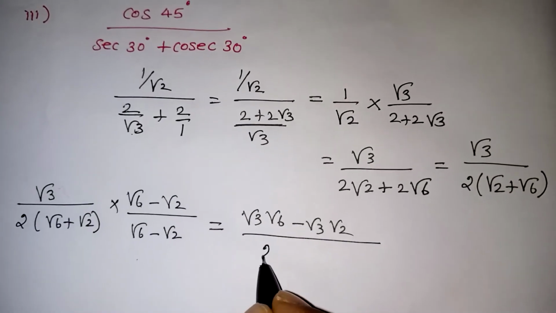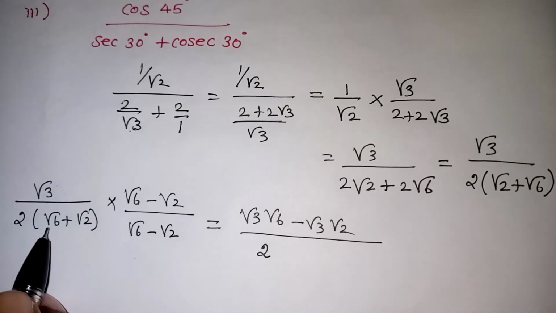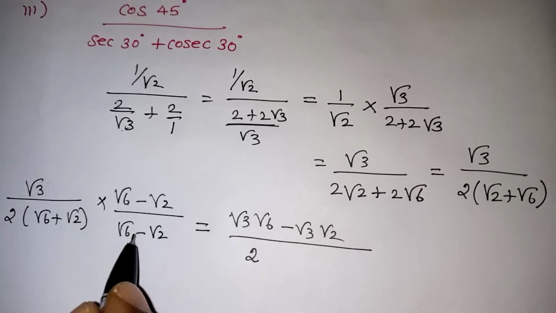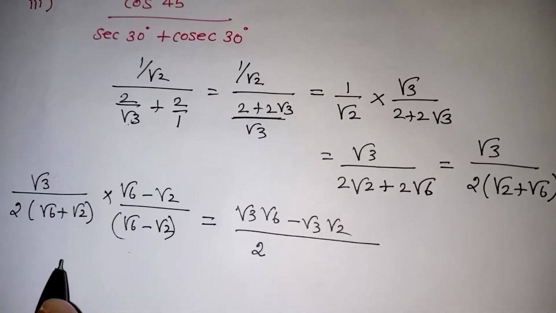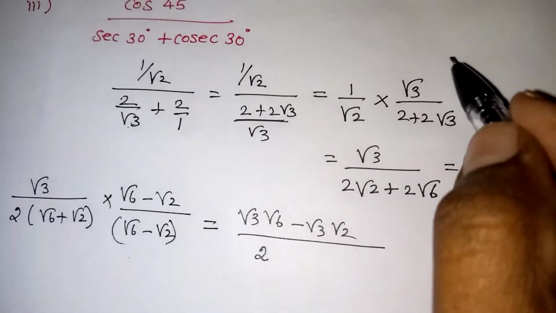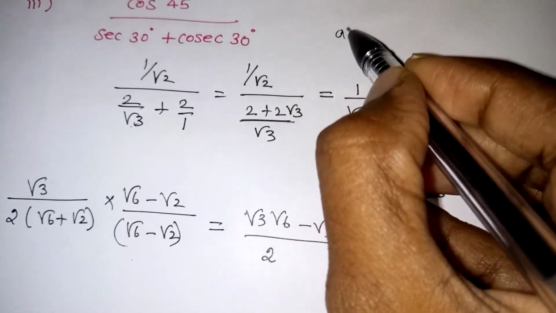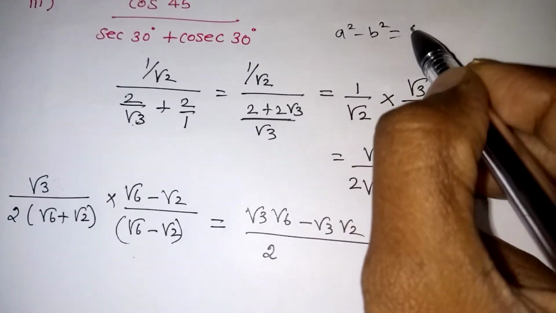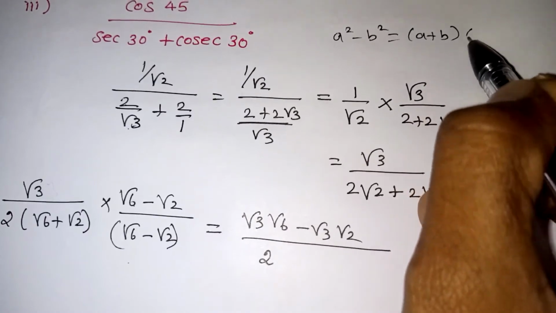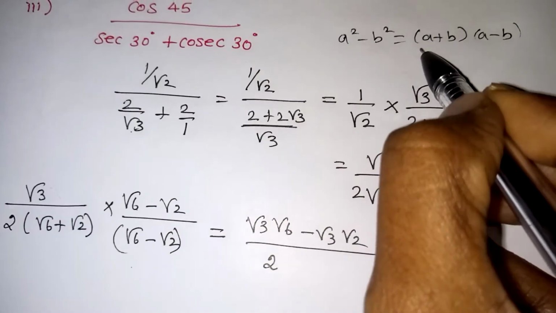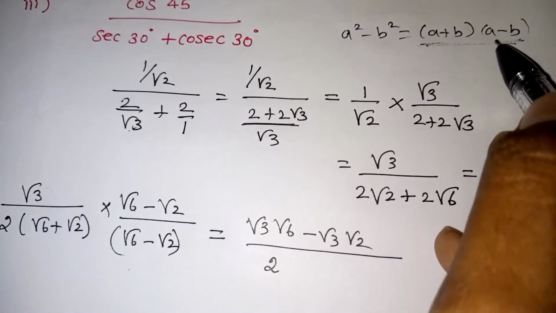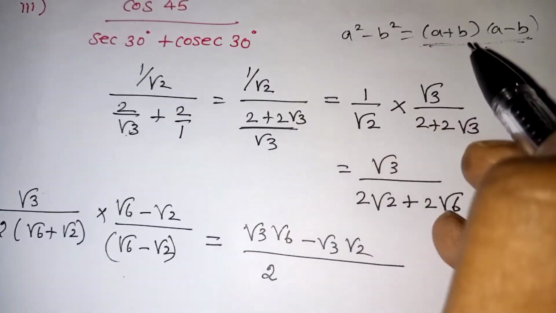In the denominator, this 2 will come as it is. This term will become a plus b into a minus b. So we know the formula. Here, for reference, I am writing: a squared minus b squared is always written as a plus b into a minus b. So this is what we got now, a plus b, a minus b. The answer will become a squared minus b squared.